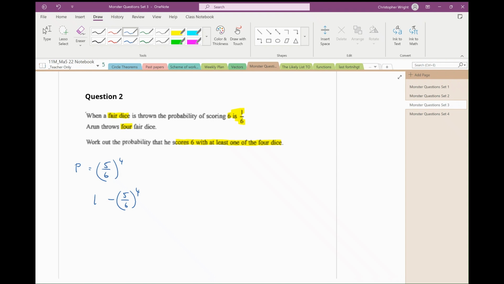5 over 6 to the power of 4. And that gives me an answer of 671 over 1,296. There's my solution for question 2.